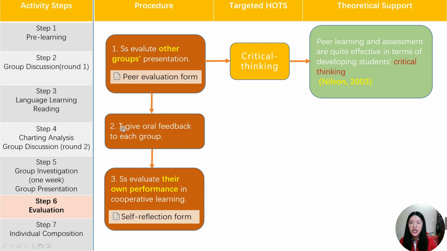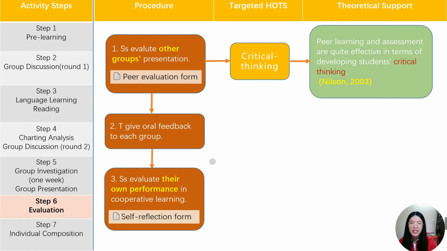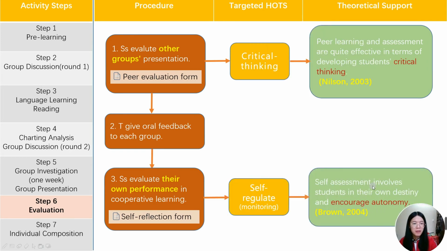And then, the teacher will give oral feedback to each group. Finally, students will also evaluate their own performance with this self-reflection form. Studies show that self-assessment can involve students in their own learning and encourage autonomy. In other words, students can better monitor their performance, and their self-regulated ability will be enhanced.